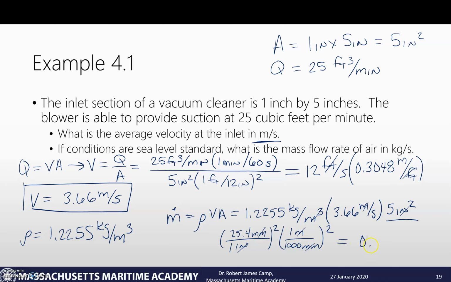And so now if I punch all those numbers into my calculator, I'm going to get a mass flow rate of 0.0145 kilograms per second.